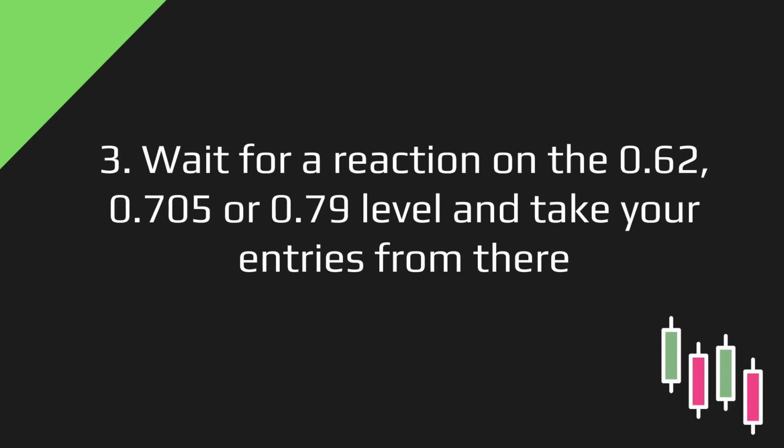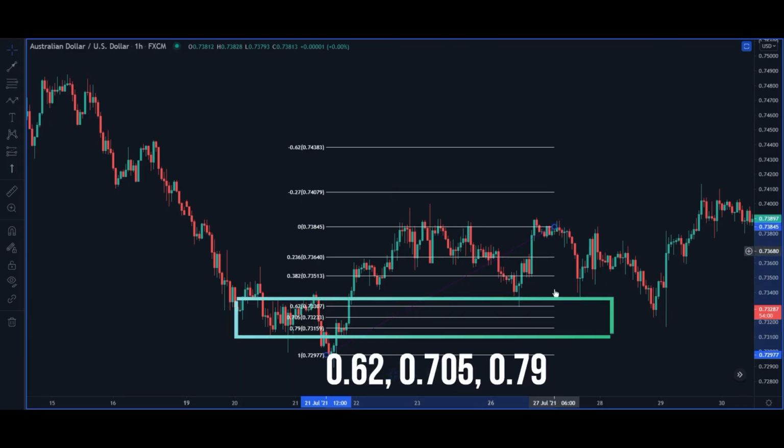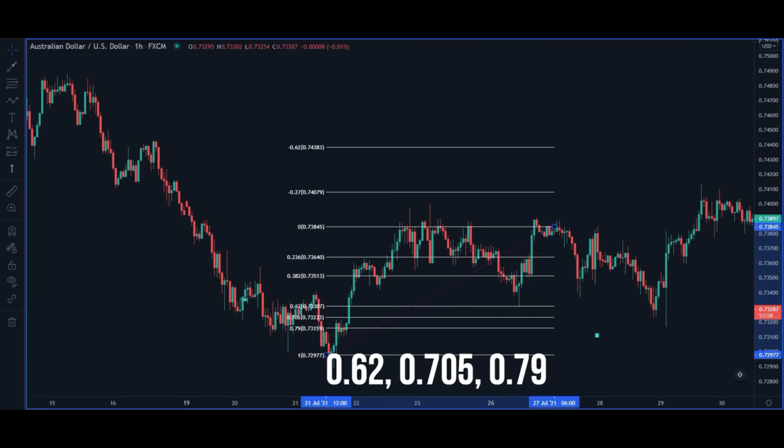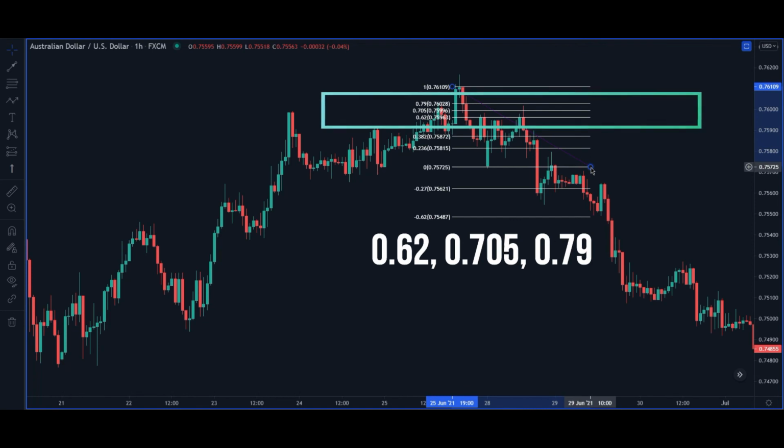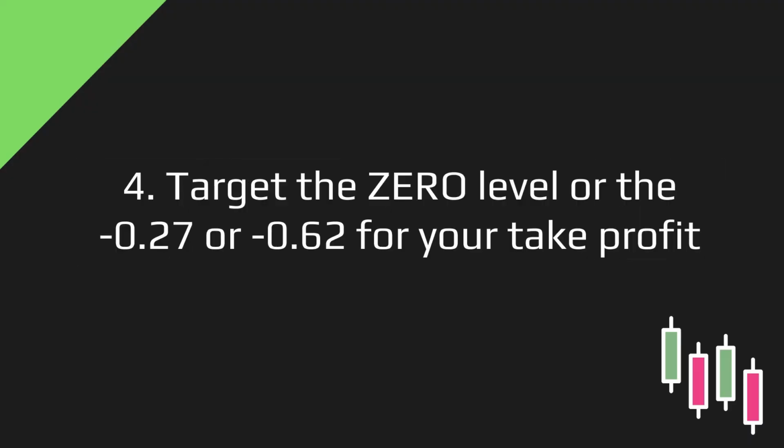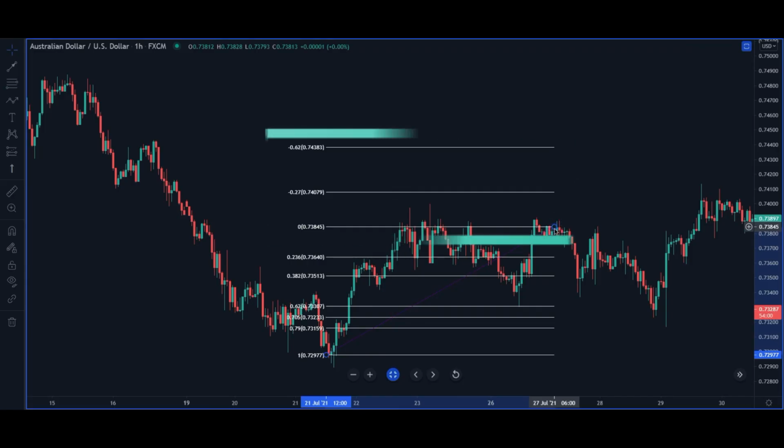Number 3, wait for a reaction in the 0.62, 0.705, and 0.79 fib retracement levels, and these are the levels where you will enter from. And number 4, target the 0 level or the negative 0.27 or negative 0.62 for your take profit.